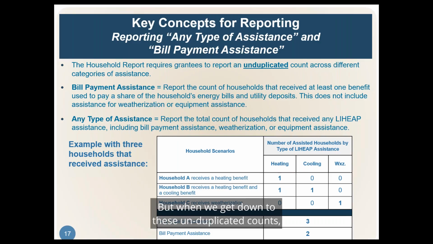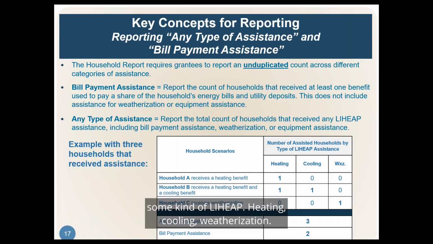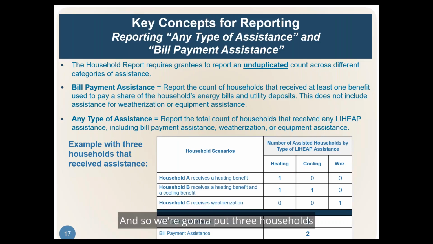But when we get down to these unduplicated counts, we're going to be looking at the number of households. There were 3 households that received some kind of LIHEAP, heating, cooling, weatherization. And so we're going to put 3 households in the any type of assistance line, households A, B, and C.